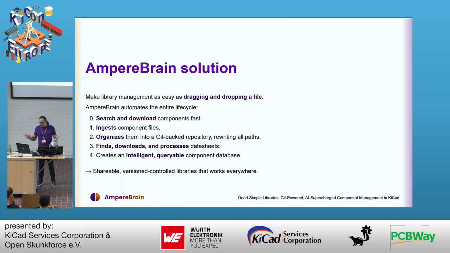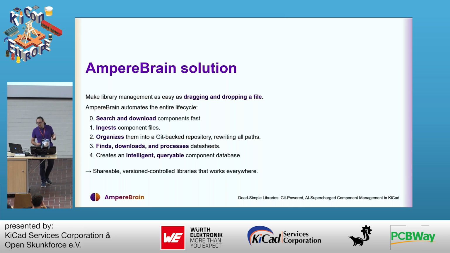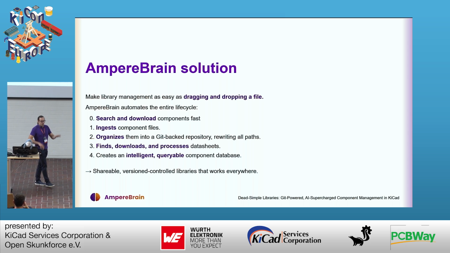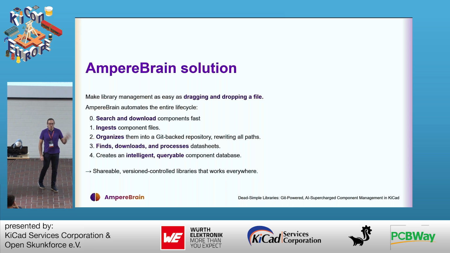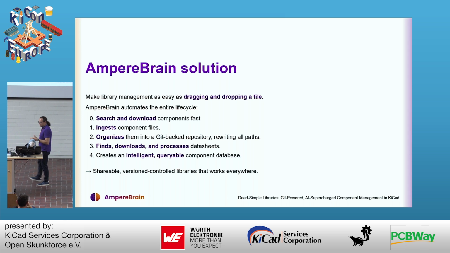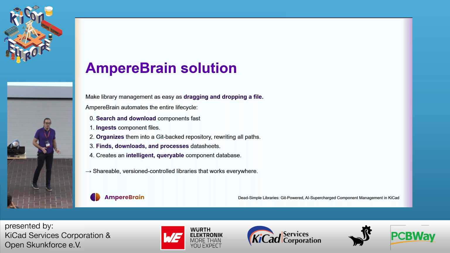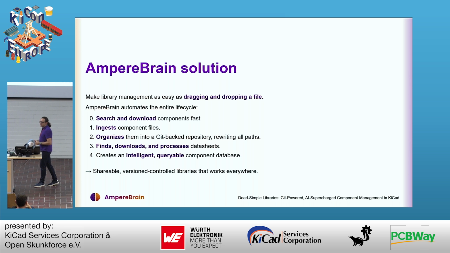What I'm basically offering is not something revolutionary, but the idea that we can download new symbols and new footprints fast. We can ingest them easily. We can organize them fast into a Git repository where it doesn't matter where the symbol or the footprint is coming from. Everything is organized the same way, so that it's simple, so that it's clear, and you can organize it however you usually organize your libraries in your company or your project.